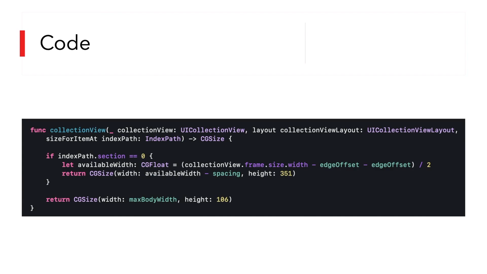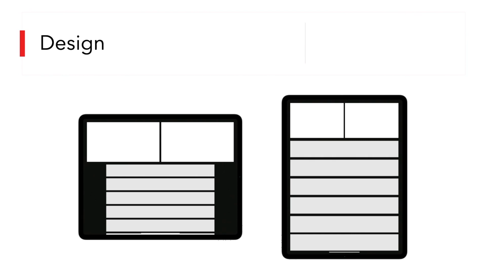This is the most important one. If you look back at the design, we saw the 2 top ones next to each other. So we just specify if it's our index path section 0, we want to return our collection view width minus the spacings divided by 2. So we have 2 next to each other. And else we just return the maximum collection view width and the specific height. We want to make it a little bit more dynamic, but for the sake of purpose, we want to have this design. So we make it like this.